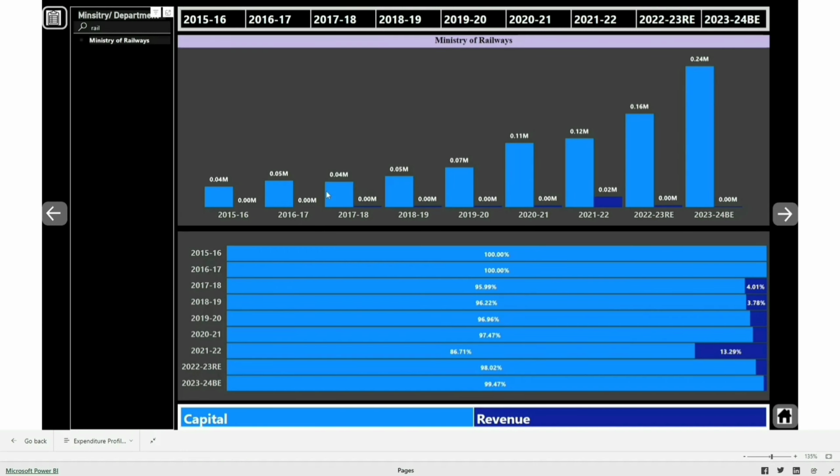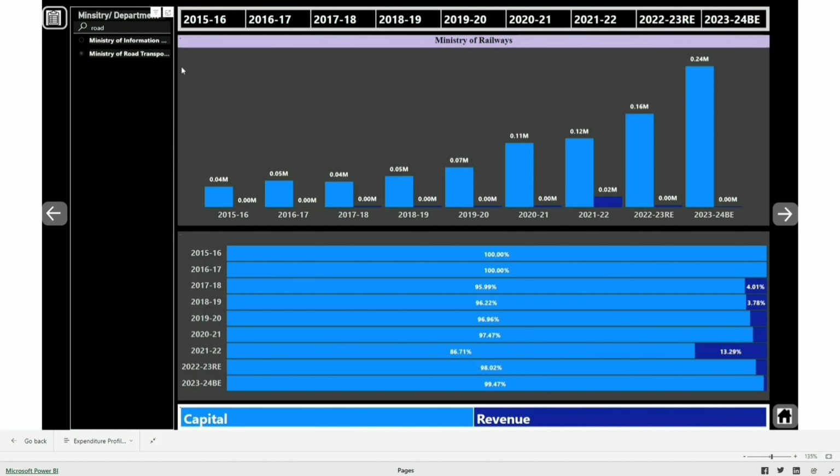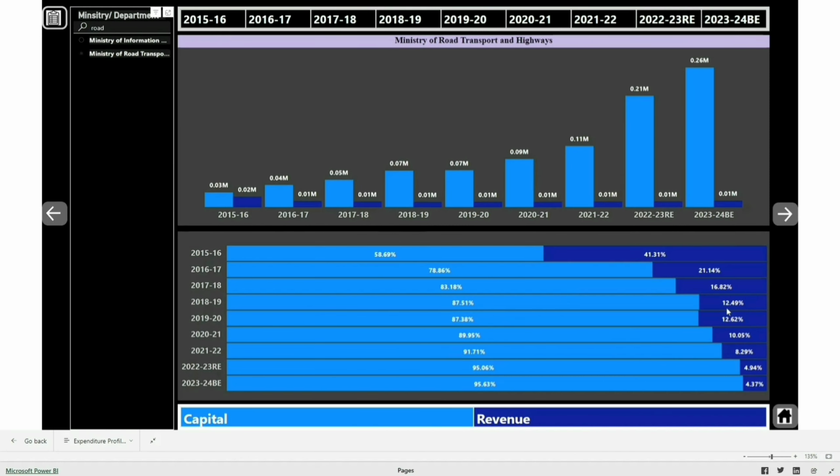So let's look at railway, right? So here you can see the major expense being incurred in terms of Ministry of Railway happens to be of capital nature. Similarly, let's look at road ministry here, right? Here you can see the revenue expenses have been falling as a percentage and the capital expenses have been increasing.